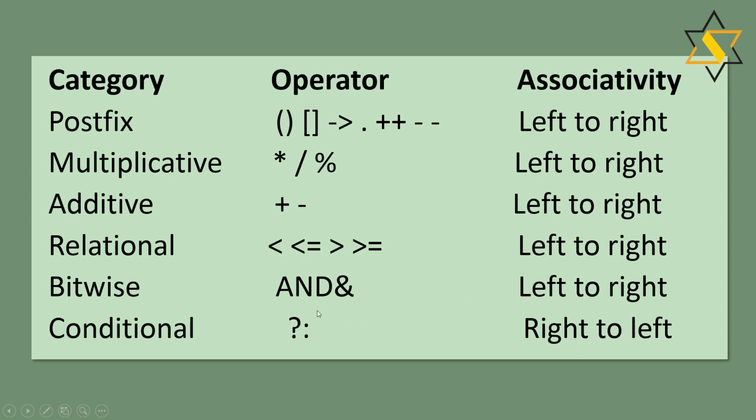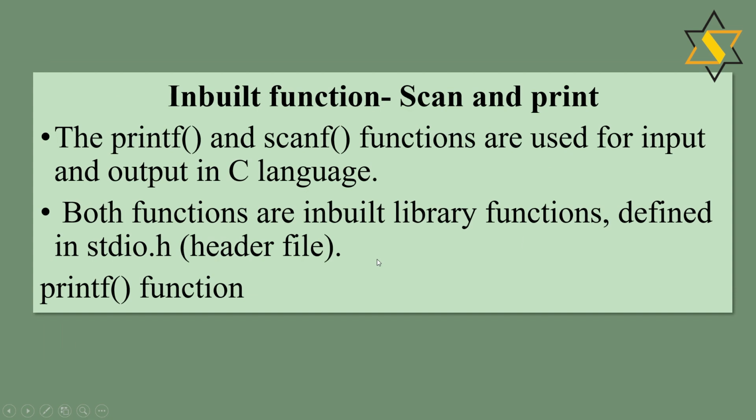Right to left means if you have a question mark, first it will execute the question mark, then the colon. But left to right means you have to check the bitwise operator and then move to a different place. Then here also you have to check the equal to and then check. Here the minus, then plus, then modulo, then division, then multiplication. In this way it will be executed.